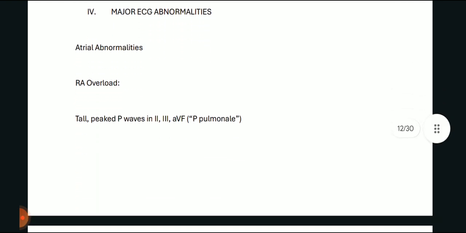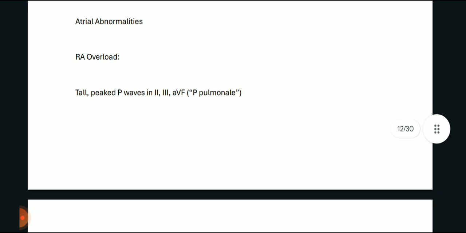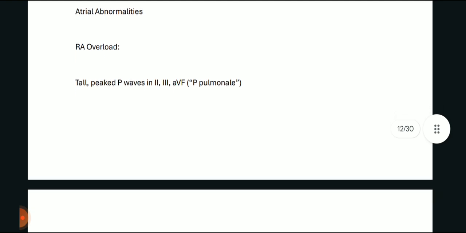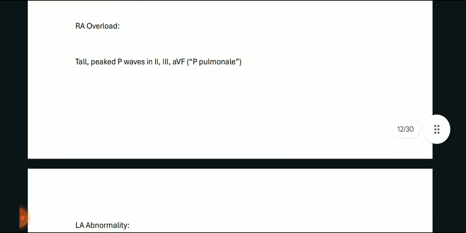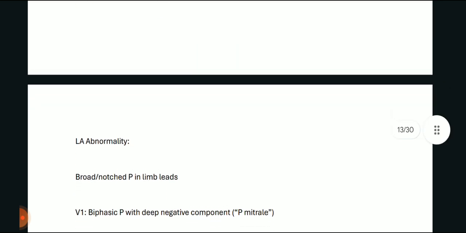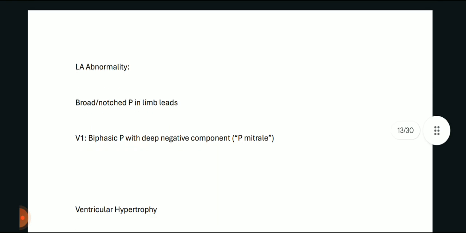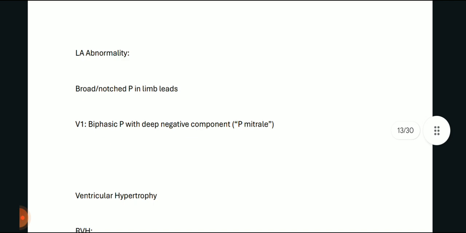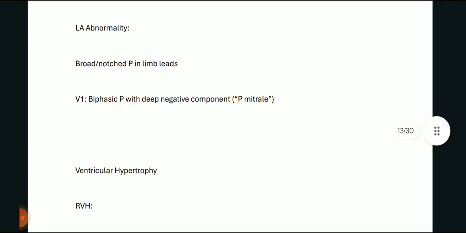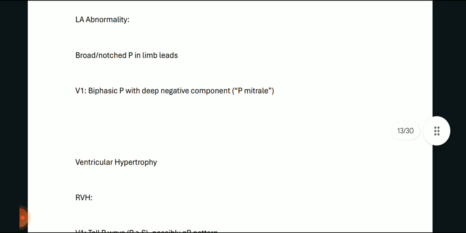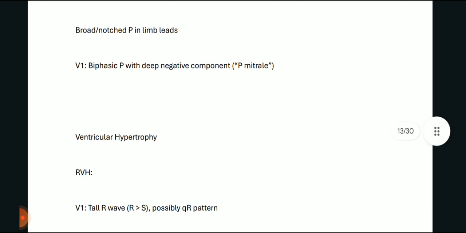So what are the major ECG abnormalities? They can be atrial abnormalities. If right atrial overload is there, we will see tall peaked P waves in lead 2, 3 and aVF. We call it P pulmonale. Next up, left atrial abnormality. It shows broad notched P in limb leads, and V1 biphasic P with a deep negative component. It's called P mitral because it's on the left side.